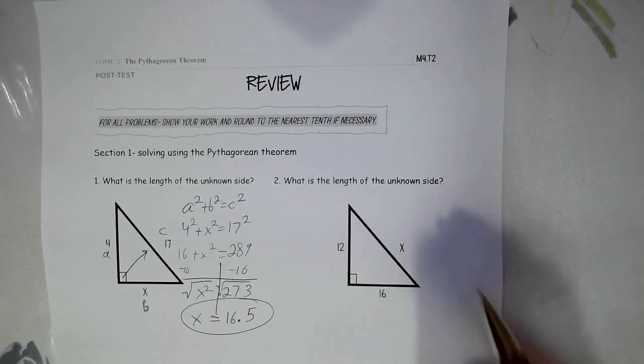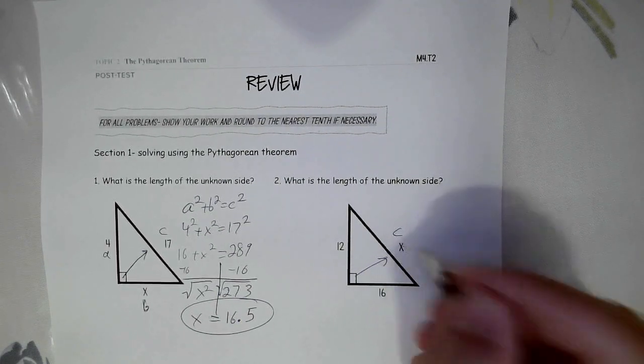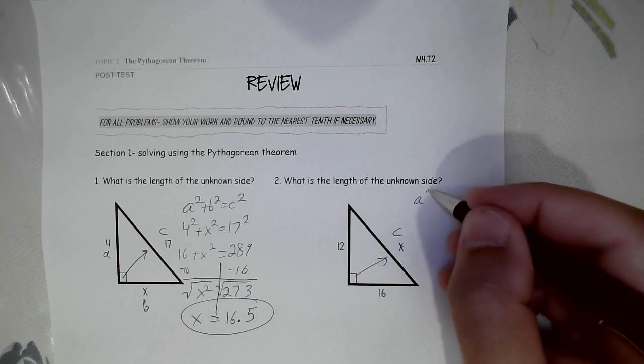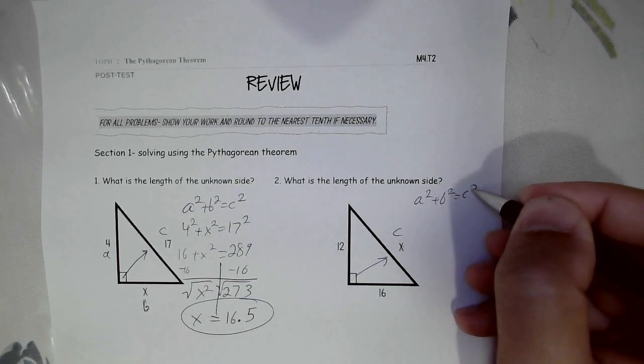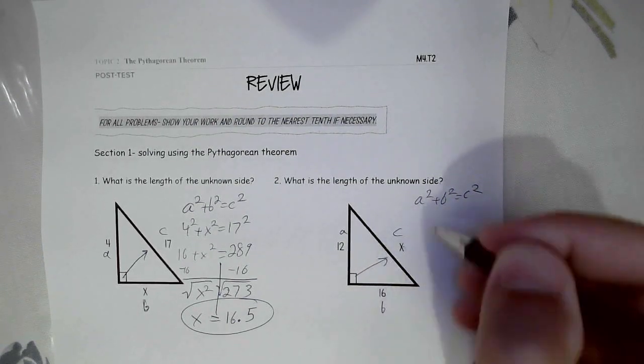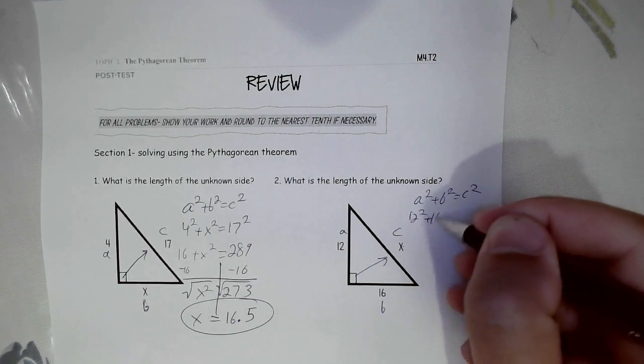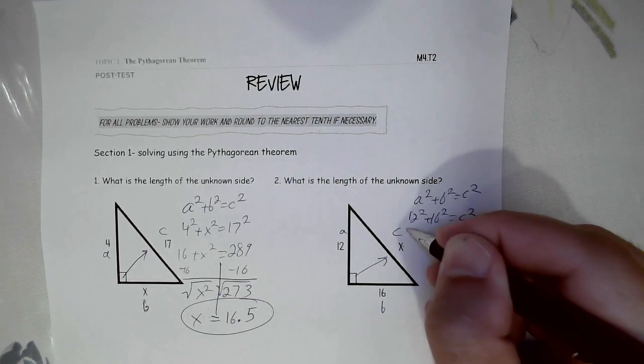All right, let's check out the next one. Same idea, except this time we're solving for c. So a squared plus b squared equals c squared. I have a and b. 12 squared plus 16 squared equals c squared.